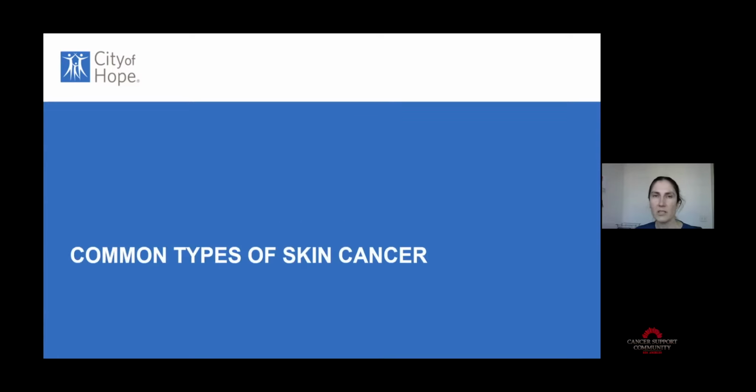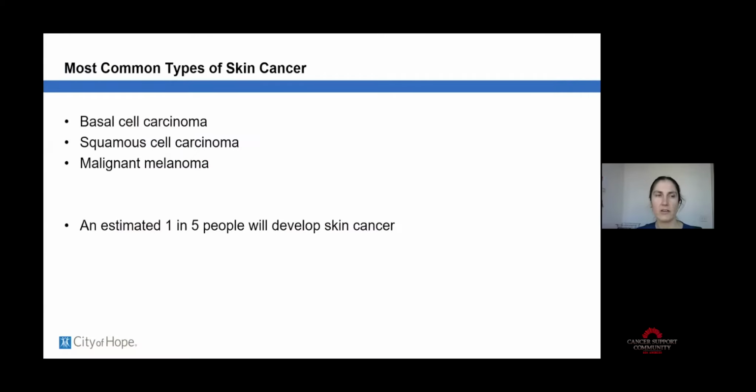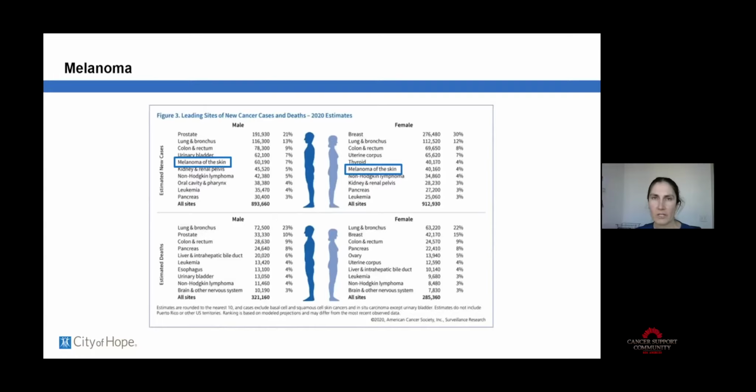So there's basically three common types of skin cancer: basal cell carcinoma, squamous cell carcinoma, and melanoma. And skin cancer is very common. It is estimated to develop in about 1 of every 5 people. The basal and squamous cell carcinomas are definitely more common and not even included in cancer estimates in terms of new cases per year. But melanoma does make it into the top 10 for both men and women. In men, it's the 5th most common cancer, and in women, the 6th most common, but not in the most common causes of cancer-related death.